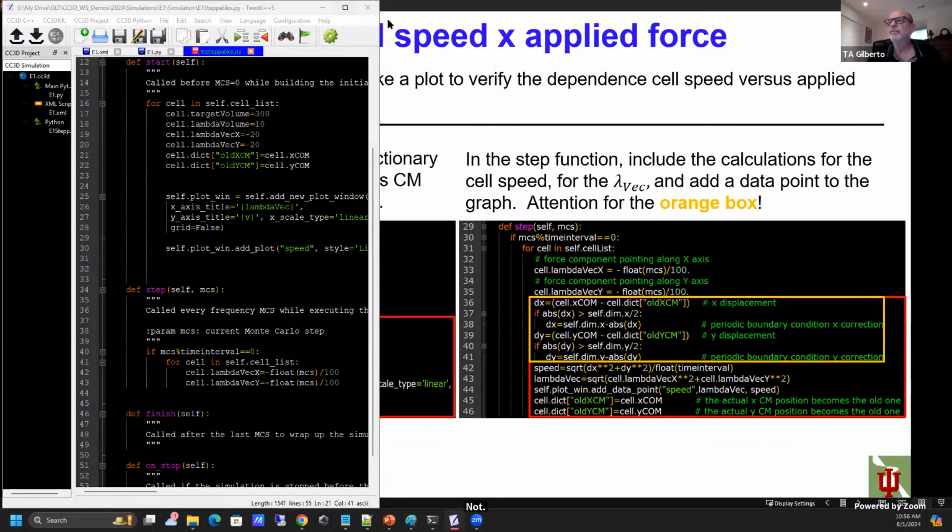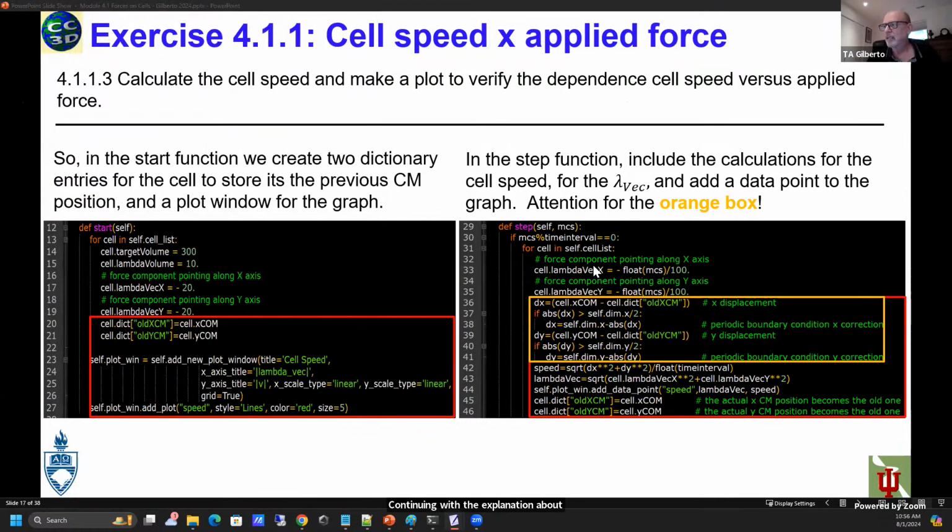Okay, now continue with the explanation about the code. So dx is the difference because now we are in the Monte Carlo step 100, for example, because the only way to enter in this window here is if this condition is satisfied. So MCS must be 100 here.